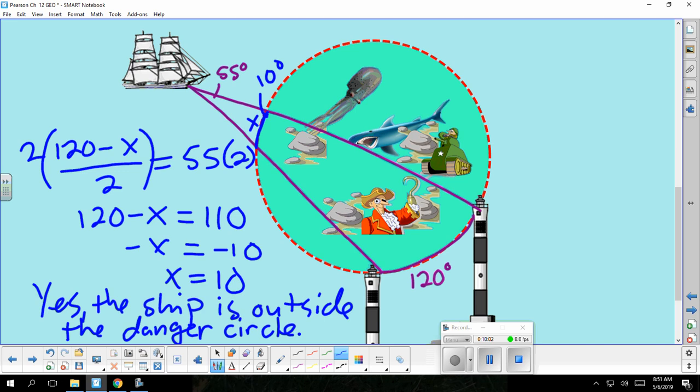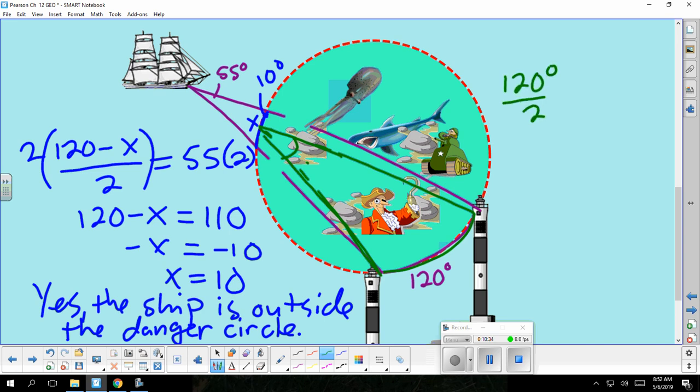We can revisit what we learned in the last unit to figure out what is the measure of the angle if the ship is right on the edge there. Right, so what is the measure of this angle? All we need to do is, since that is an inscribed angle now, an angle on the circle, we can take 120 degrees, divide it by 2. It's half of that part.